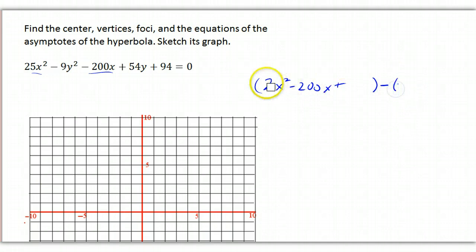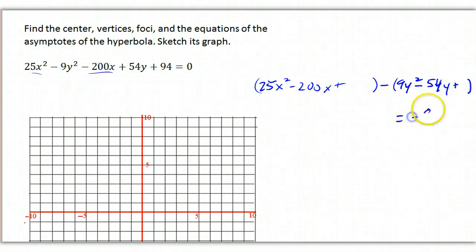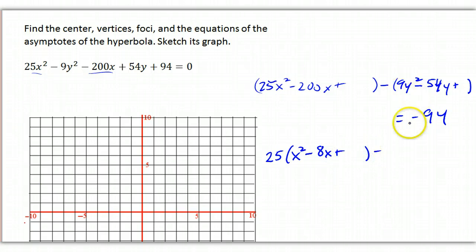And I'm messing up, aren't I? That should be 25. And this is 9y squared. And I'm factoring out a negative, so that's going to make that a negative 54y. Leave a space, and we'll put the constant over there by itself, okay? And let's factor out a 25. And factor out a 9. Equals negative 94. And we're going to complete the square.